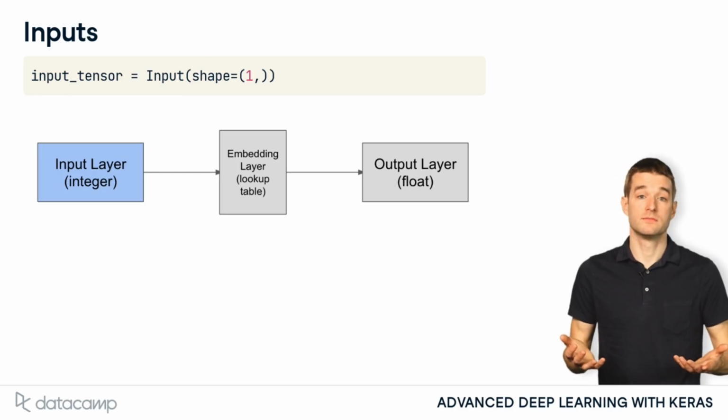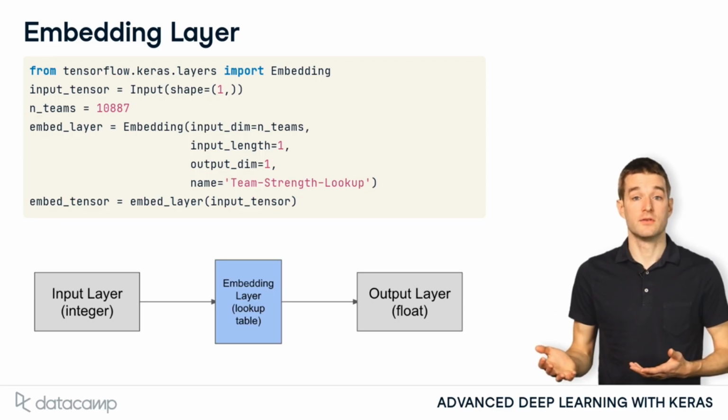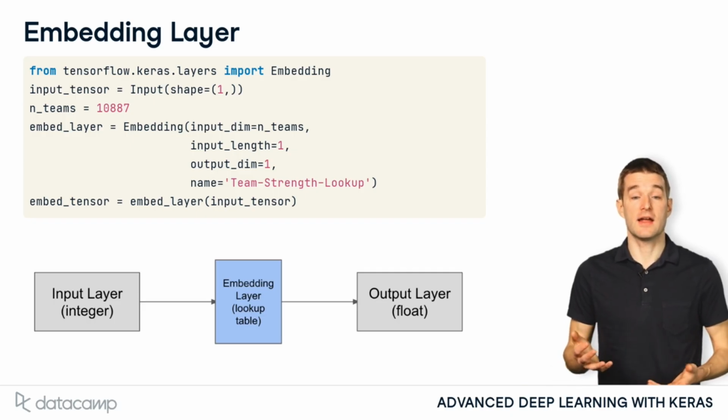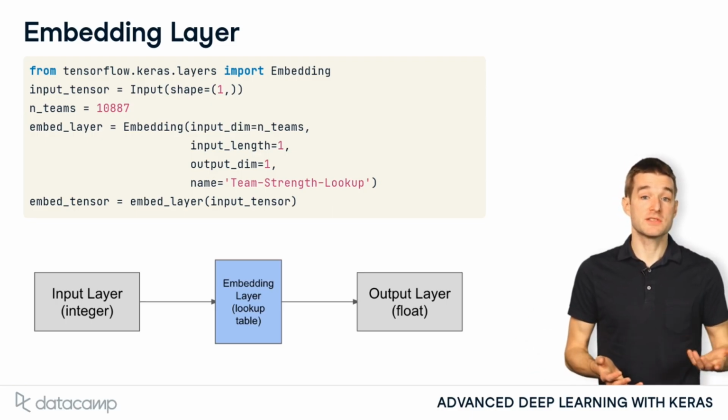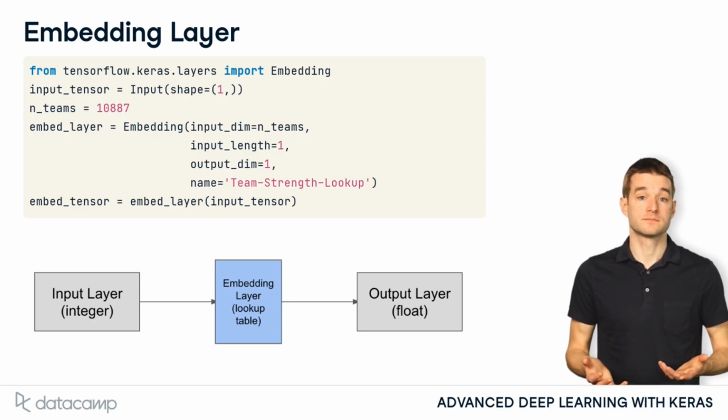To create an embedding layer, use the embedding function from keras.layers. Since you have 10,887 unique teams in the dataset, you will define the input dimension of the embedding layer as 10,887. As you are representing each team as a single integer, use an input length of 1. You want to produce a single team strength rating, so use an output dimension of 1. Finally, name your layer so you can easily find it when looking at the model summary or plot.